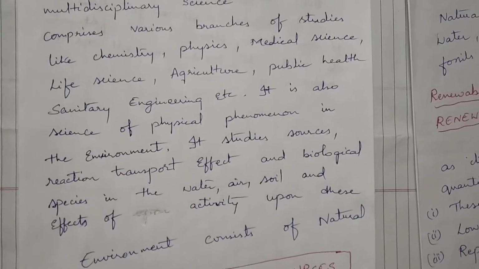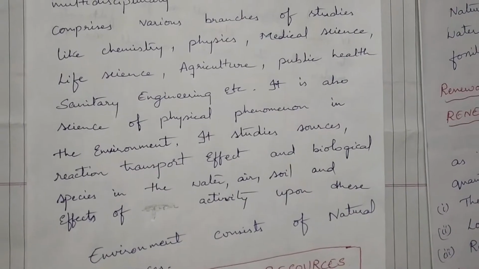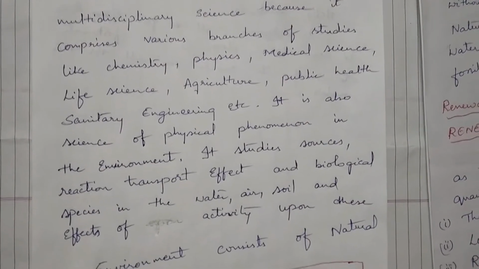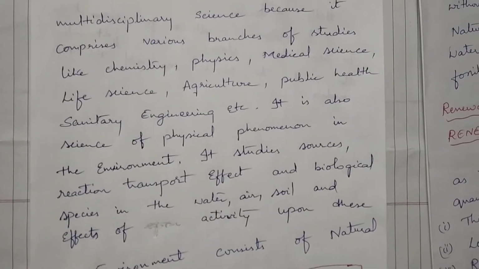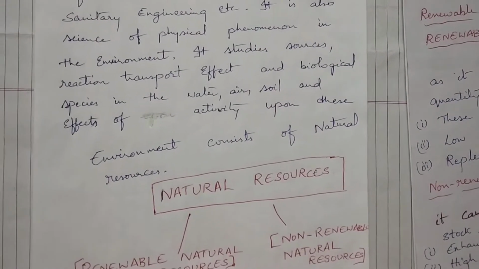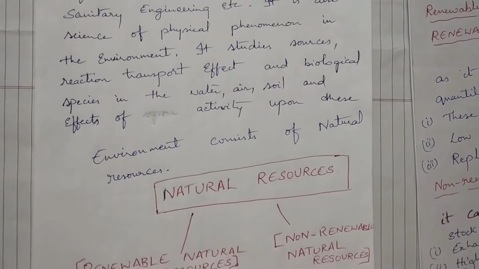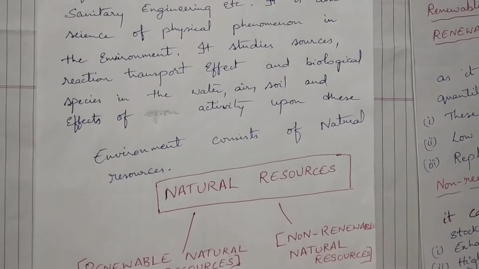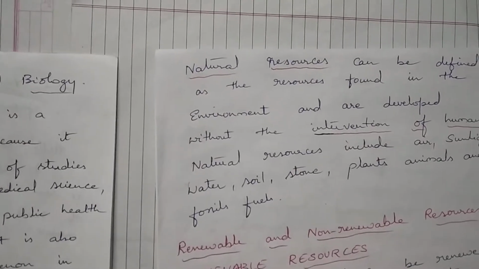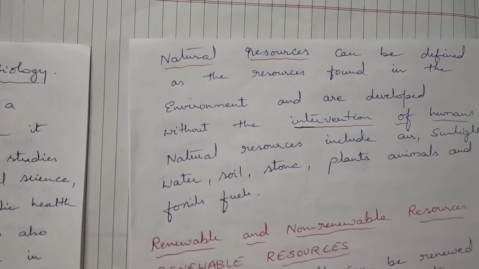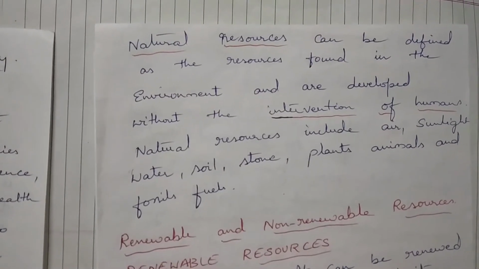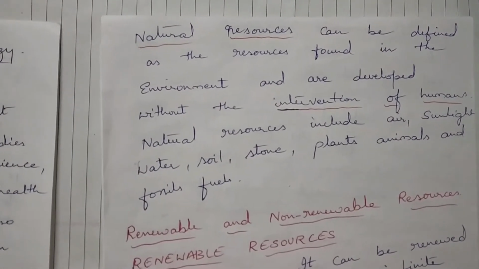The environment comprises natural resources, and these natural resources are divided into what we call renewable natural resources and non-renewable natural resources. These are the two types available in nature. Now coming to natural resources: they can be defined as the resources found in the environment and developed without the intervention of human beings. Natural resources include air, sunlight, water, soil, stones, plants, animals, and all.